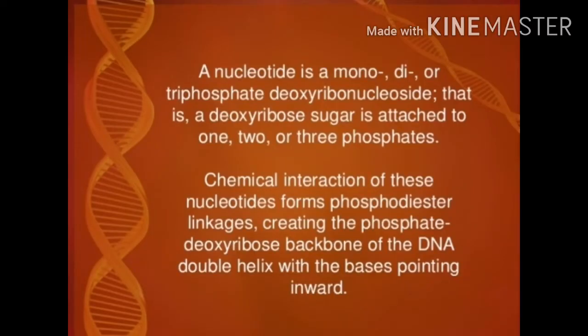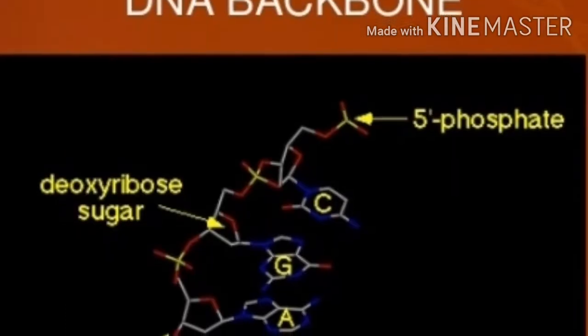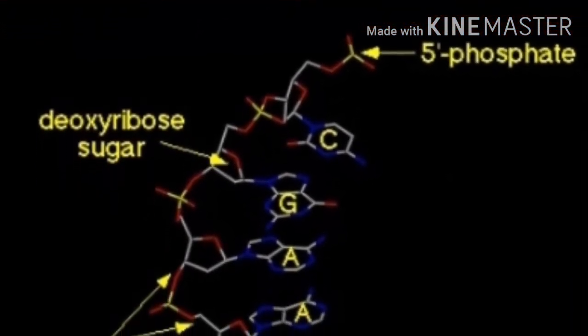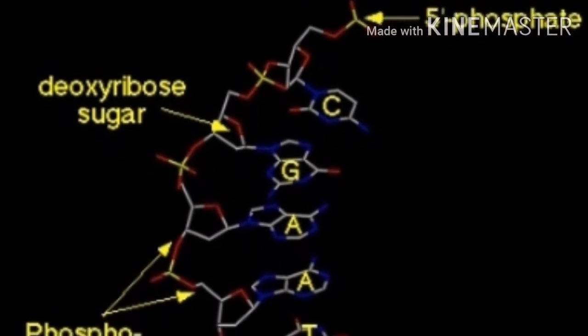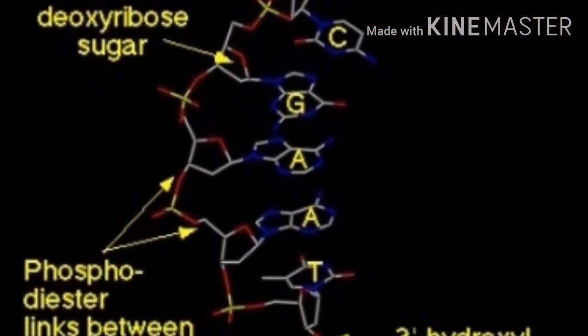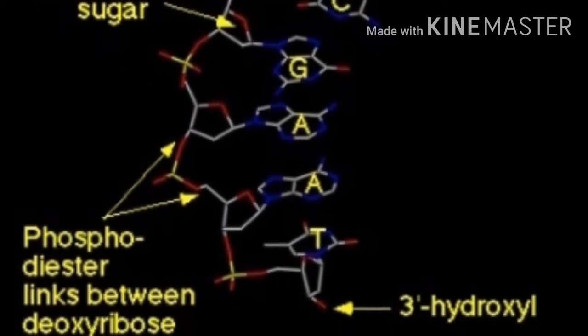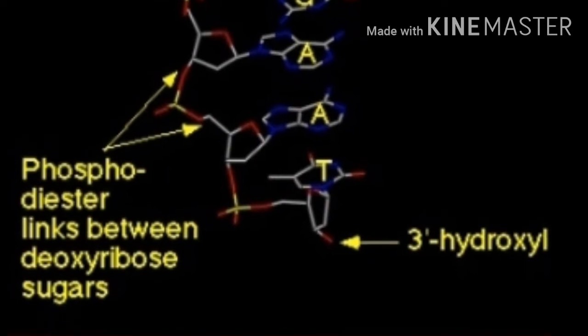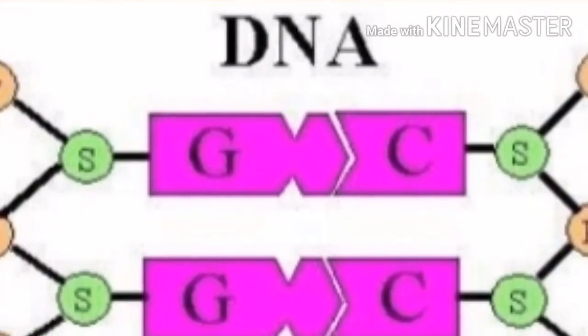So this chemical interaction of these nucleotides forms phosphodiester linkages, creating the phosphate deoxyribose backbone of the DNA double helix with the bases pointing inwards. So you better look at this picture. This is the picture of a DNA backbone that consists of deoxyribose sugar and the phosphodiester links between the deoxyribose sugars. So here you see the 3' and the 5' end of the DNA.